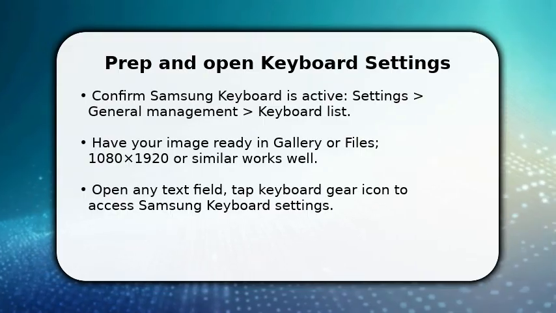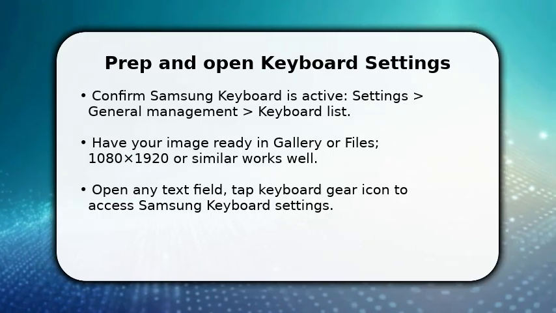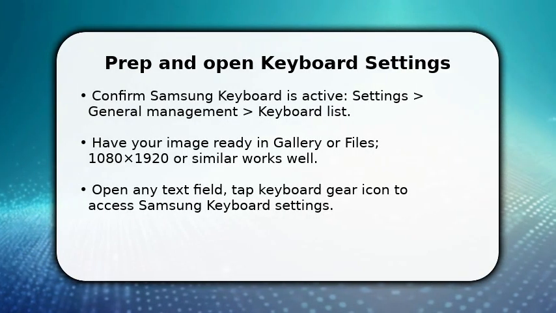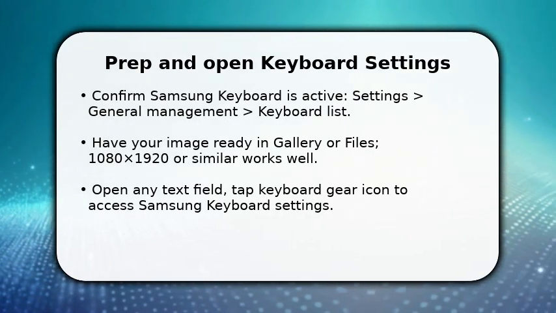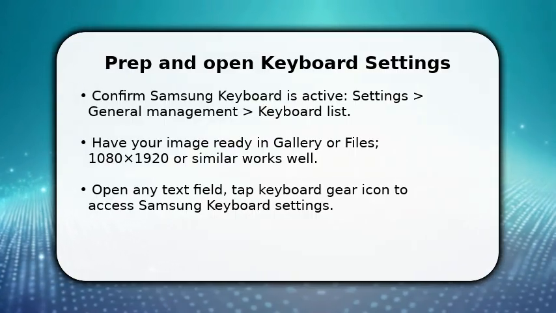Next, open any app with a text field, tap the keyboard, and then the gear icon to enter keyboard settings. This step gets you directly into the customization area, so you waste no time. Once done, you'll be ready to choose themes or keyboard toolbar options to add a background image.